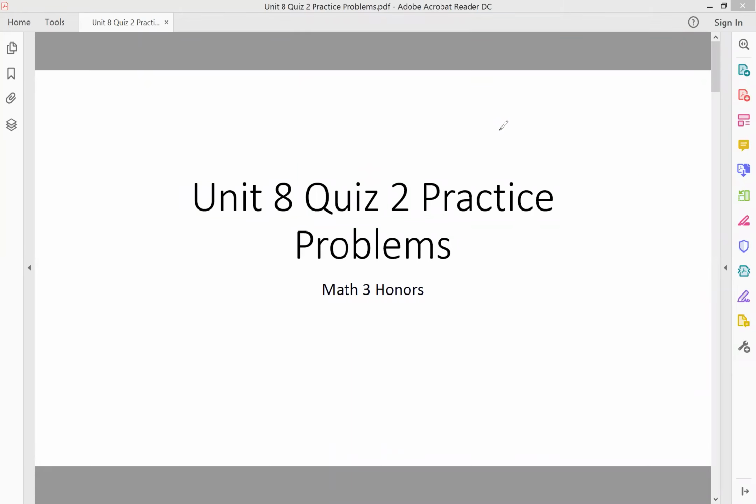Okay, here are some practice problems for those of you that are needing a little bit of extra help on Unit 8 Quiz 2. These problems are most similar to 4 through 7.